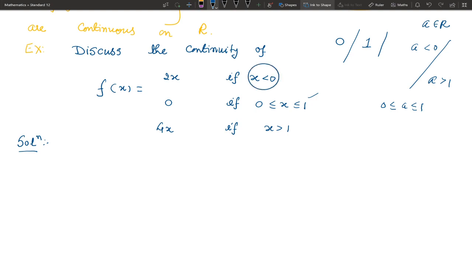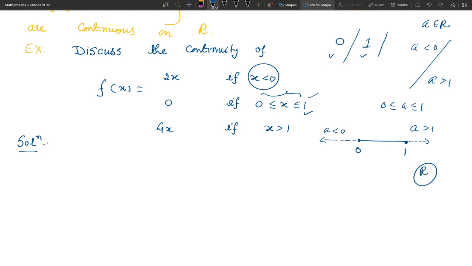Here you can observe, you can call it a junction point. Similarly at 0 and 1, in the closed interval 0 to 1. On the real line, this is 0, this is 1. Now we will check the continuity by taking a less than 0, and by taking a greater than 1. So ultimately, on the entire set of real numbers we will discuss the continuity.